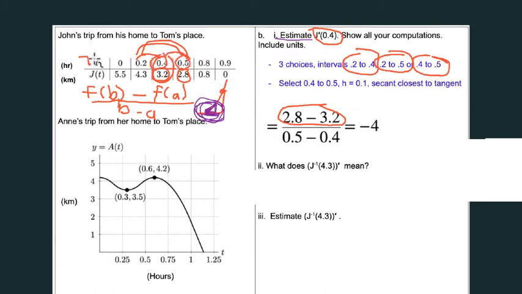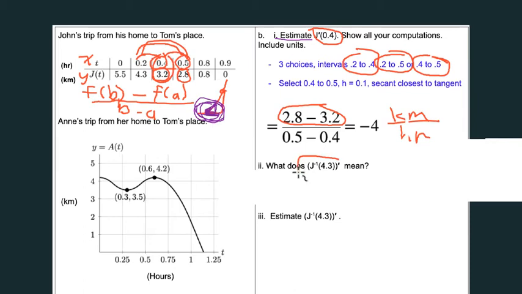So remember, that's the same thing as x there. That's the same thing as y there, right? So it's -4. If you do that calculation, it works out to -4. And again, that's kilometers per hour. And that's our estimate of the tangent slope, J prime at 4. That's how fast John was walking. We estimate at 0.4 hours into his walk.